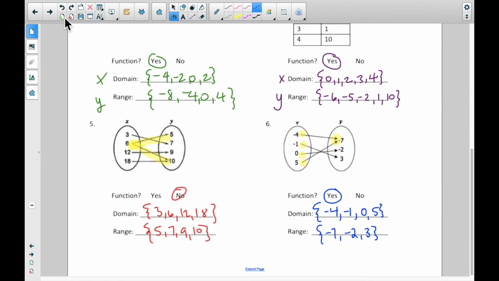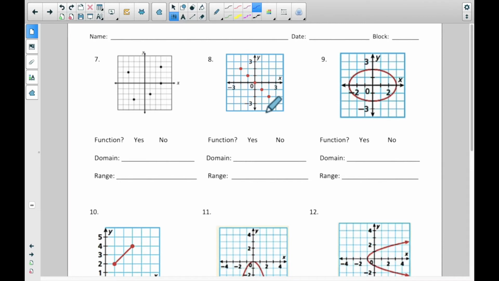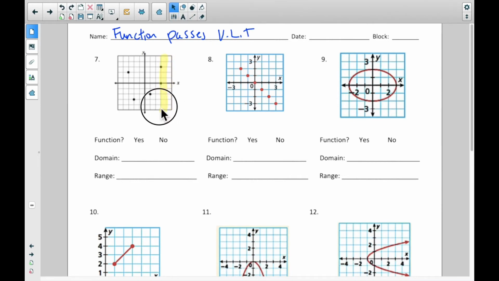Let's turn the page. Okay, when you look at a graph, remember I said a minute ago that the idea of a function is that every x has only one y. The other thing about a function is it passes the vertical line test. Do you remember we talked about that? That's where if I take this vertical line and I pass through the function, is there anywhere that it is going through more than one at a time? Here. So this is not a function because it does not pass the vertical line test.